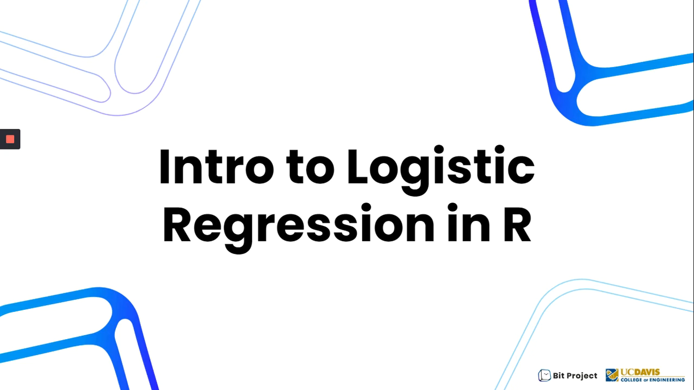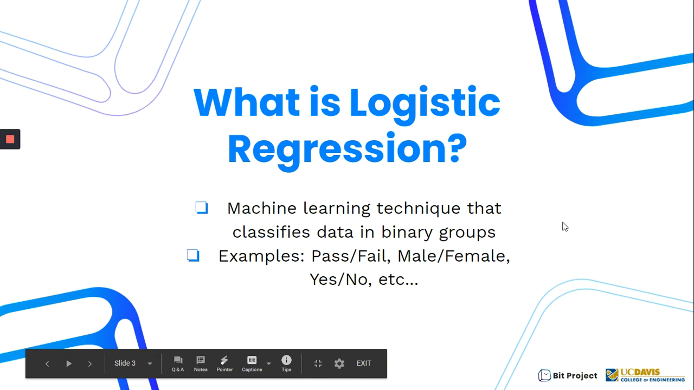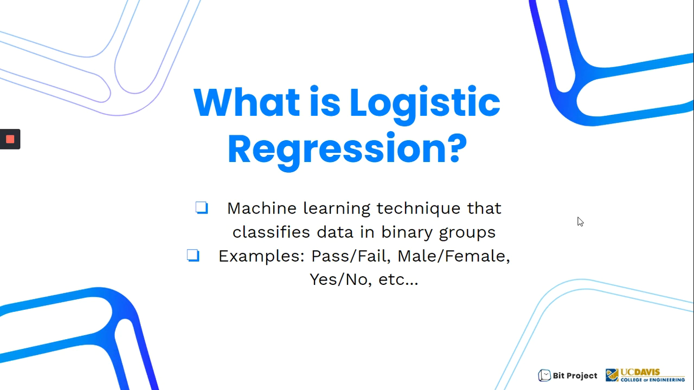Today, we're going to learn about the basics of logistic regression and more. So now you may be asking, what is logistic regression? Logistic regression is a classification technique in machine learning where we classify data into two different groups. Now, the real question is, what are the applications of this in the real world?